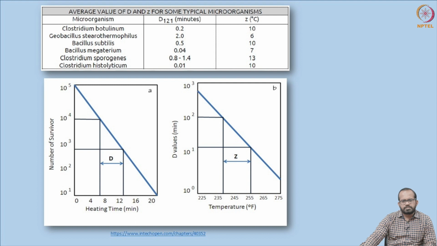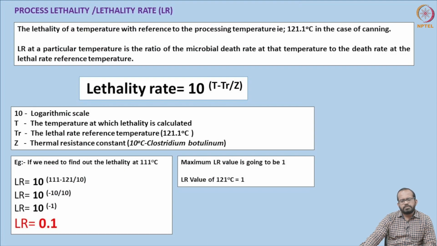The TDT curve is almost similar, but deals with two different values: one is the D value, or decimal reduction time, and the other is the Z value, which is the thermal resistance constant. Another concept that we need to discuss is process lethality, or lethality rate, the LR value. It is the lethality of a temperature with reference to the processing temperature, that is 121.1 degrees Celsius in the case of canning. So every temperature has its own lethality rate.